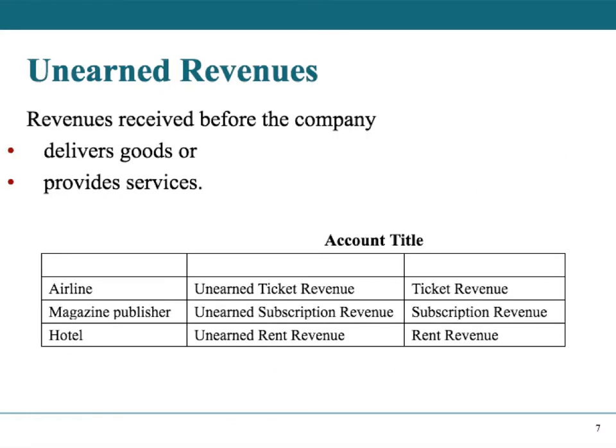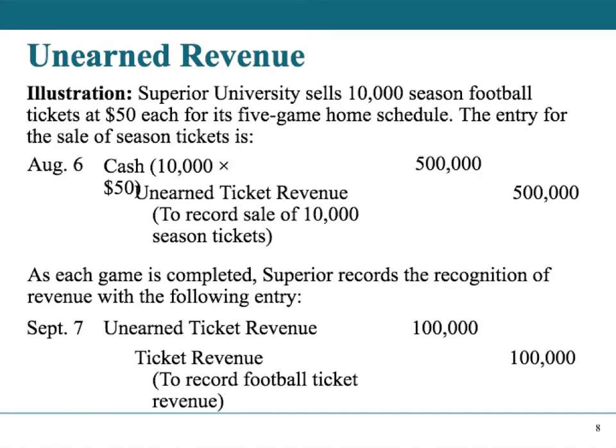What else is out there? Recall in the earlier Chapter 3, we learned about unearned revenue. Unearned revenue is revenue that is received before the company delivers goods or provides services. And it's actually not even revenue yet, it's cash that is received before we deliver goods or provide services. For example, airline tickets. You will have unearned ticket revenue, and then ticket revenue that is earned. Magazine publishing, hotels, etc., or even colleges, just like we spoke about in Chapter 3.